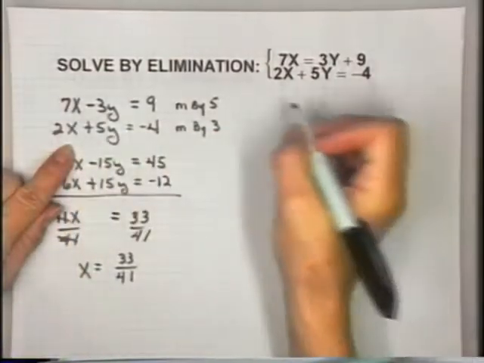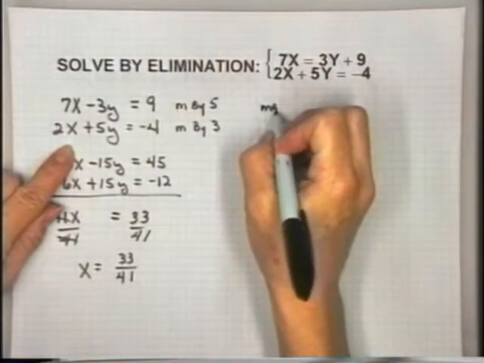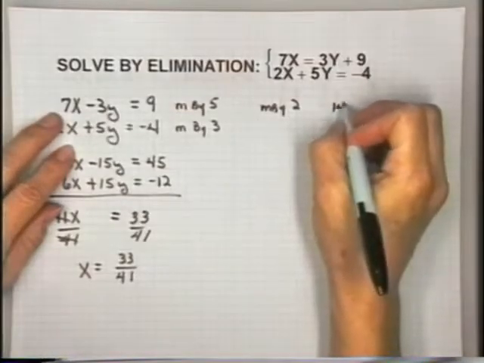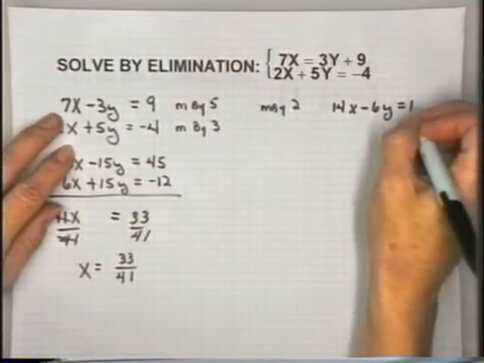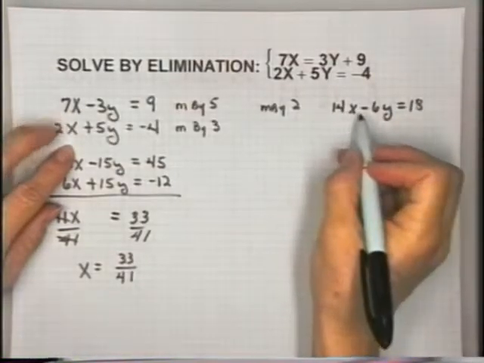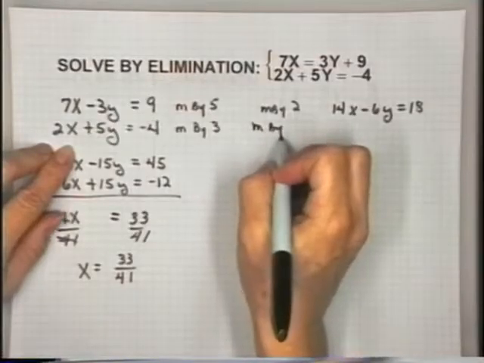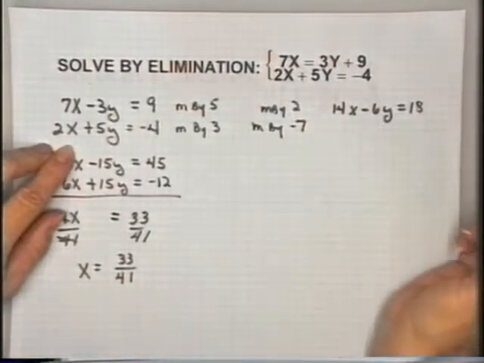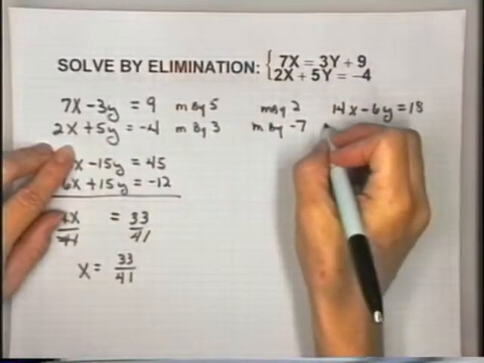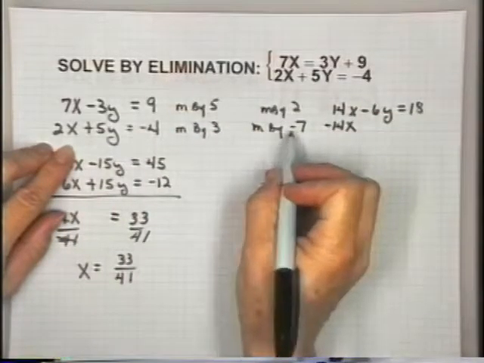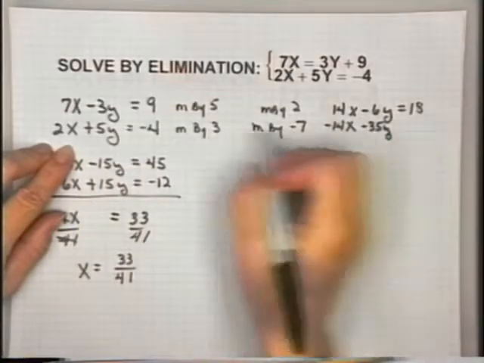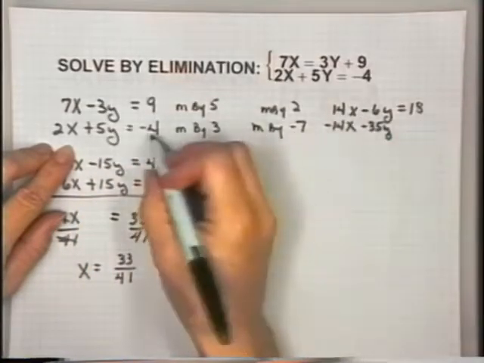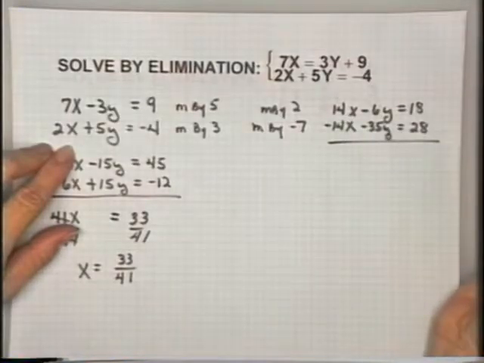So to eliminate x, I will multiply this top equation by 2. 2 times 7x is 14x. Negative 6y, multiplied by 2. 9 times 2 is 18. Since I made that be 14x, what do I want to multiply by here? I want it to be a negative 7, so I'll get a negative 14x. Negative 7 times 2x is negative 14x. Negative 7 times positive 5 is negative 35y. And negative 7 times negative 4 is a positive 28.